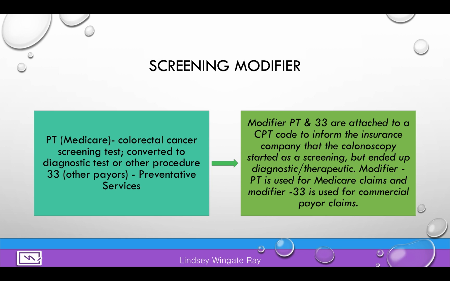Modifier PT and 33 are attached to a CPT code to inform the insurance company that the colonoscopy started as a screening but ended diagnostic or therapeutic. Modifier PT is used for Medicare claims and Modifier 33 is used for commercial payers.